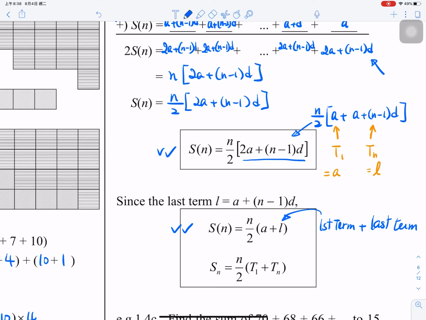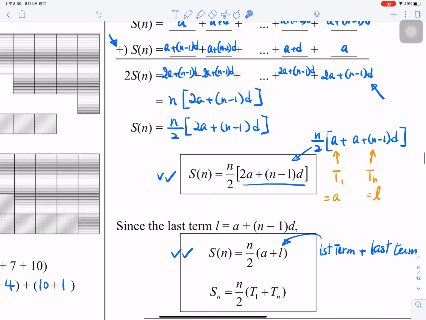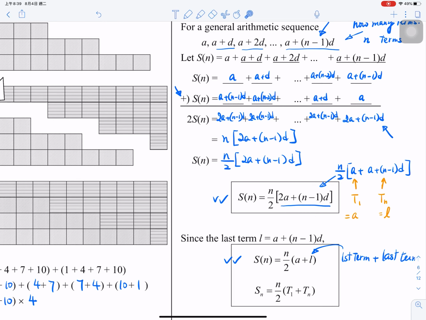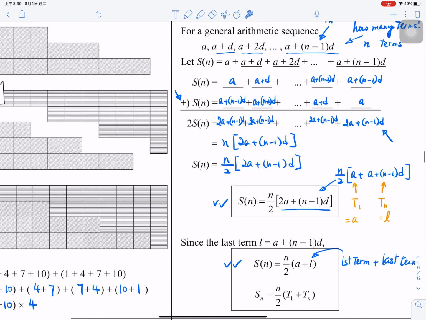Make use of this formula. With either version, you can find the sum of a series easily. Try to have a look once again by yourself to understand clearly.